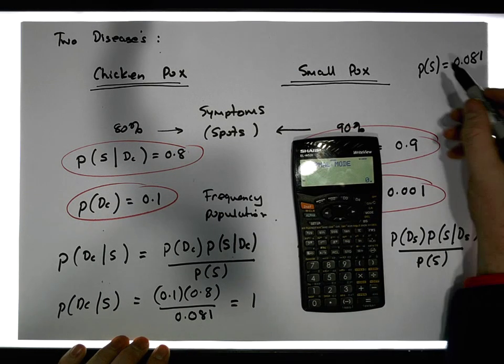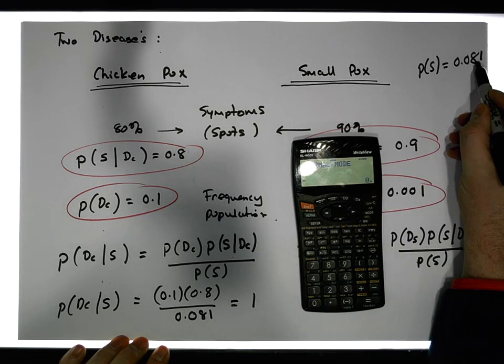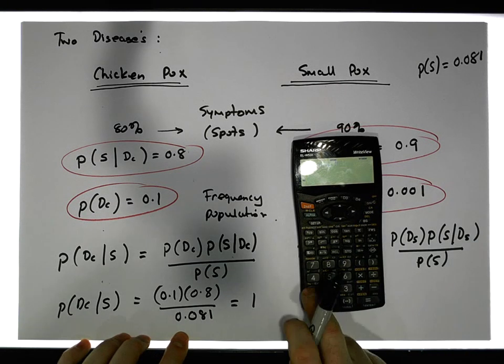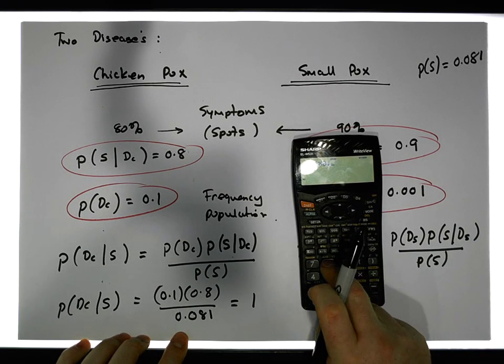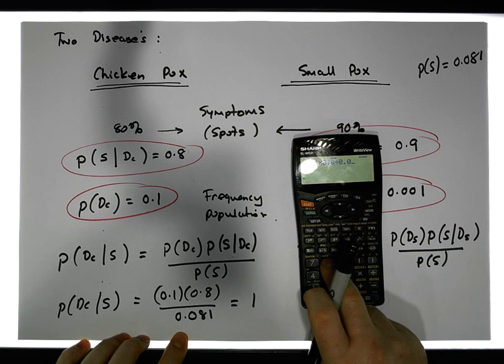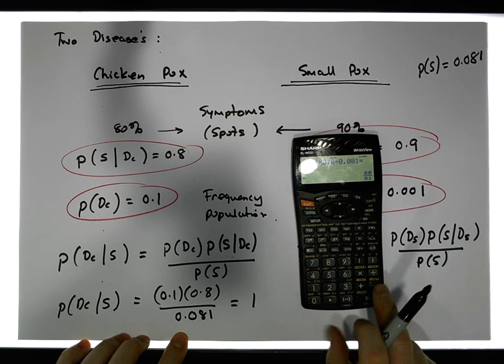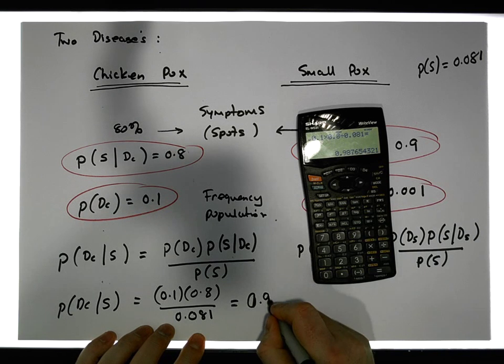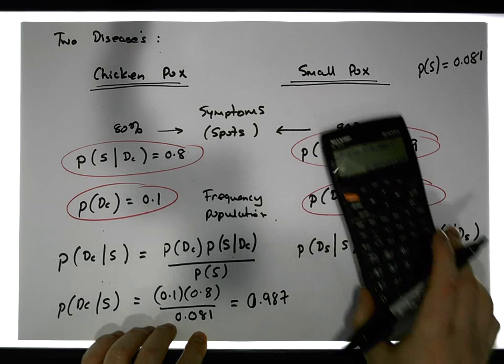So the probability of having spots is about 8.1% of the population. Now we have 0.1 times 0.8 divided by 0.81, which gives us a value of about 0.987. That's the probability.